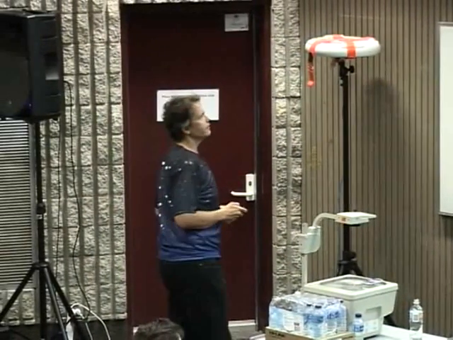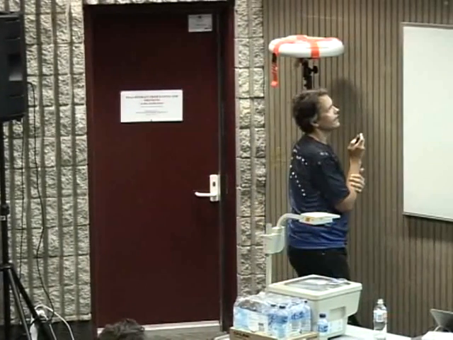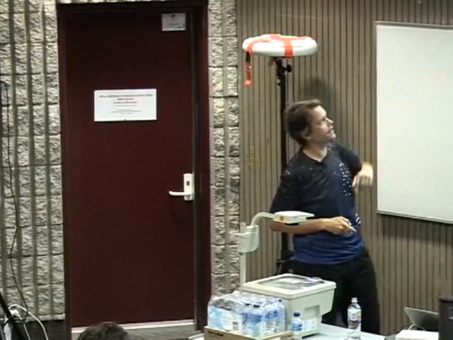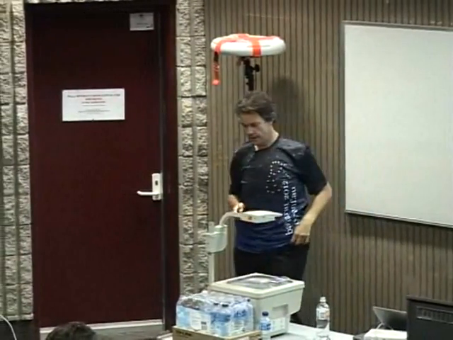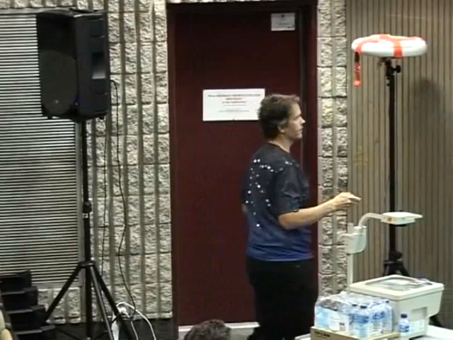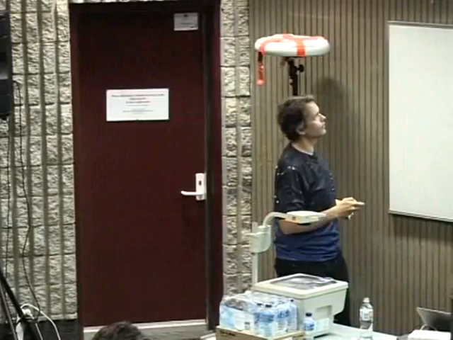Free of null. If you used to pass a null to the free function, it used to crash. It doesn't anymore. It's in the man page. So if you see code that does this, and there's a lot of this really careful code, if x, free of x, they're doing the useless half of the job. What the code should actually do is free of x, then x equals null. That's actually the sensible thing to do, but I'll talk about that in a little while.